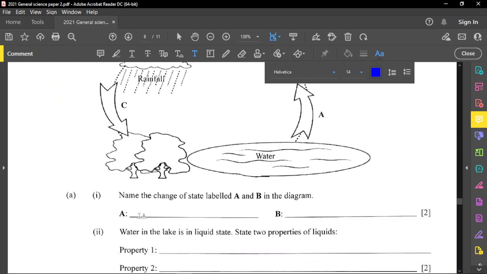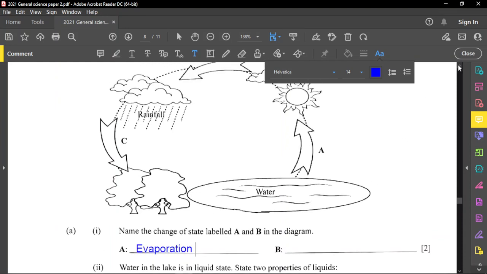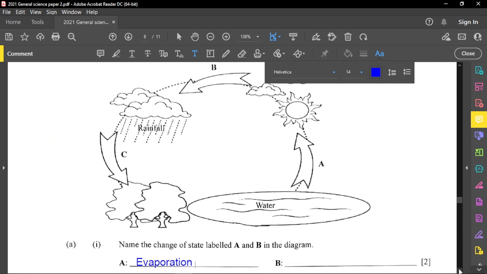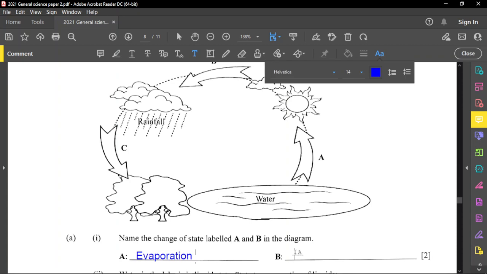So A is evaporation. All right. A is going to be evaporation because water in the lake or the pond or whatever that is, or the ocean, more likely a pond, the water leaving the Earth's surface in the form of steam or gas is called evaporation. All right, so that's evaporation there. And B, after the water is evaporated, it will go into the cloud, and that is what we call condensation. So B is going to be condensation. All right, so condensation takes place there.